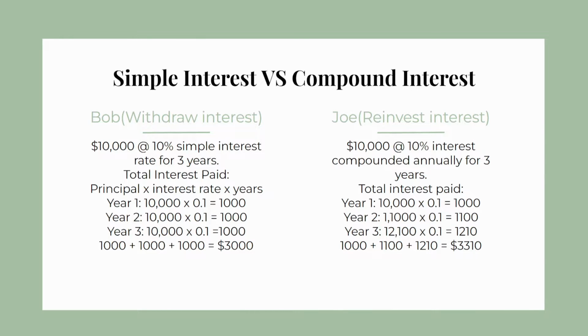Joe repeats this process, and by the end of year 3, the total interest paid is $3,310. So over the course of 3 short years, Joe enjoys a $310 gain in interest compared to Bob by contributing back to the principal and earning interest on a bigger share.